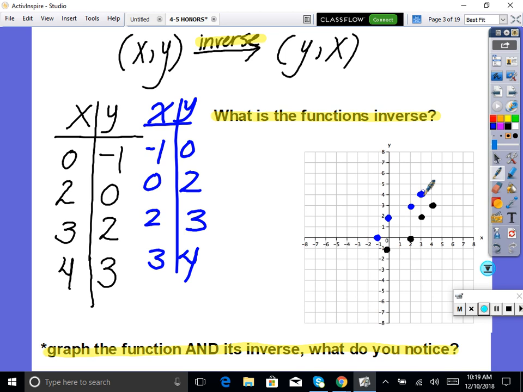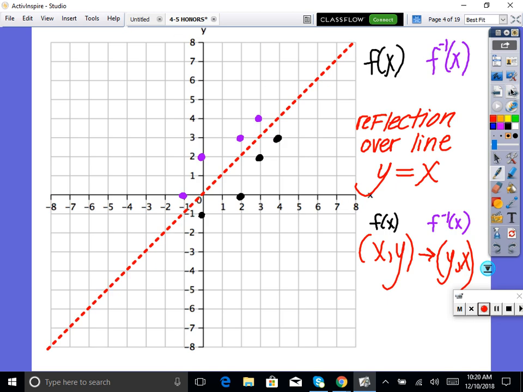Now talk in your groups. That is a reflection over something. Can anyone see what it is? So talk in your group. It's a reflection over what? Did you guys know? Reflection over y equals x, or the diagonal, right? So I heard some people say the diagonal. It's the reflection over the diagonal, which is the line y equals x.